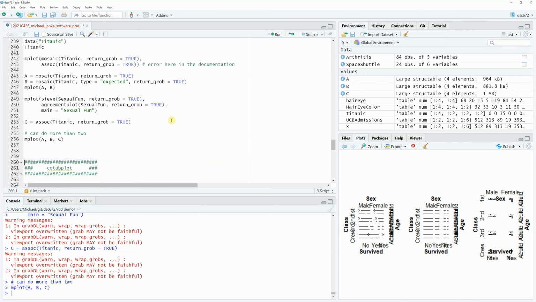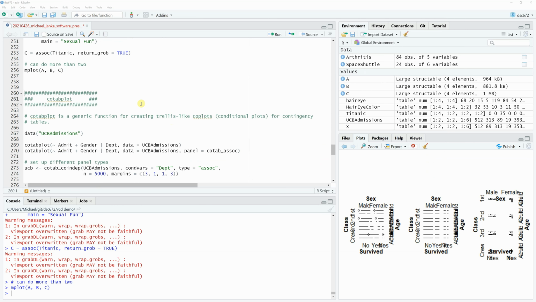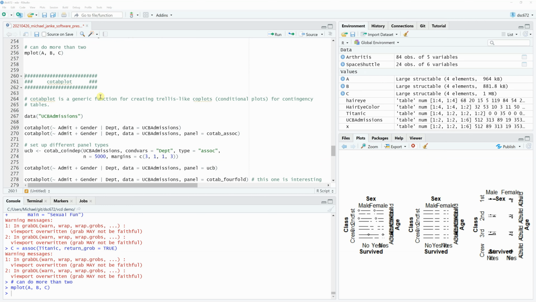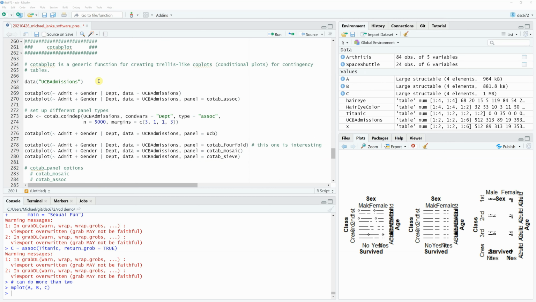so that is MPlot. The final piece of plotting that I wanted to look at is this cotab plot. Much like MPlot, it's another one where you can aggregate multiple plots, but these are not of differing types. They're all of the same type. So let's show some examples of that.